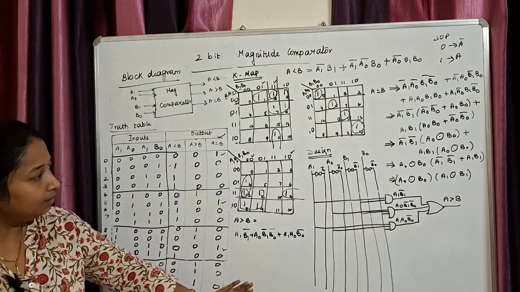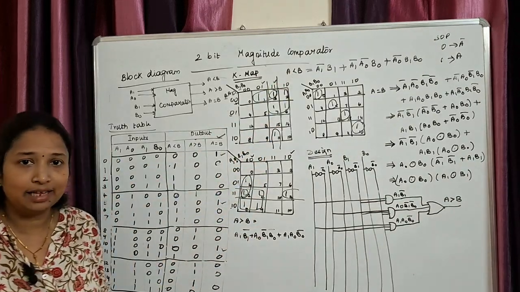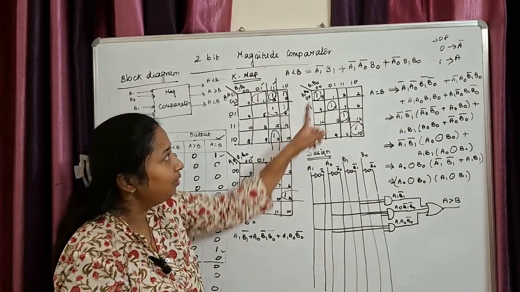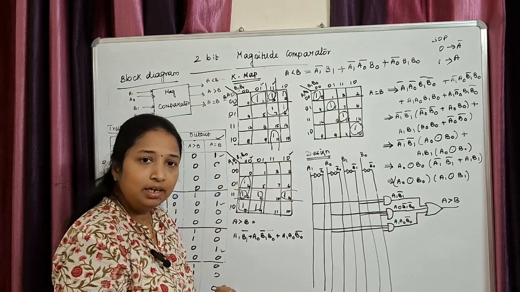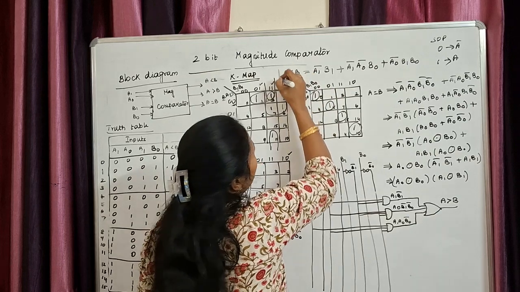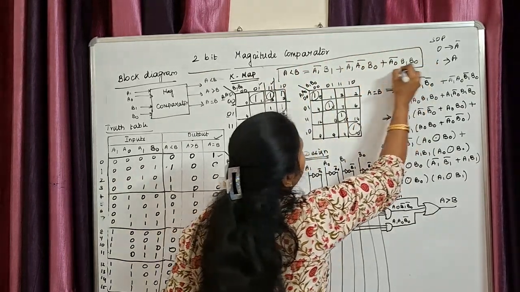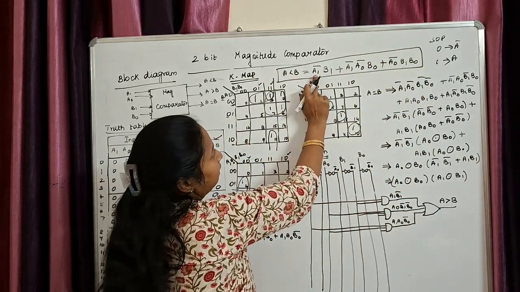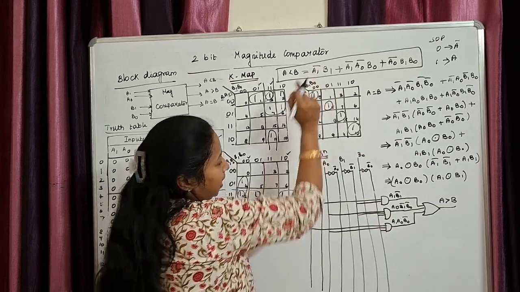Is it clear? In a similar way, you have to design A less than B as well. Clear? Now, let's see how to design A less than B. What is A less than B? This is my output for A less than B. Clear? Now, what is the first term? It is A1 bar B1.